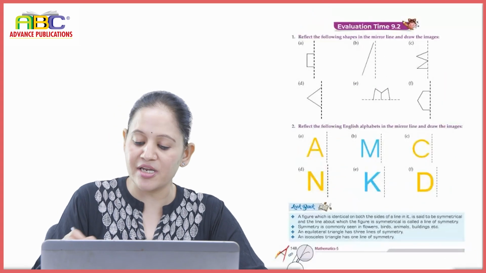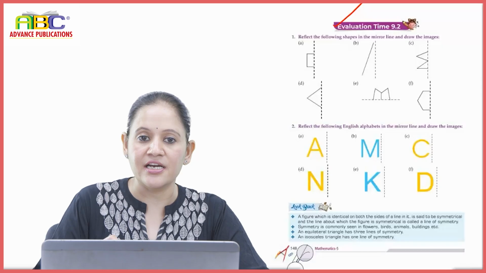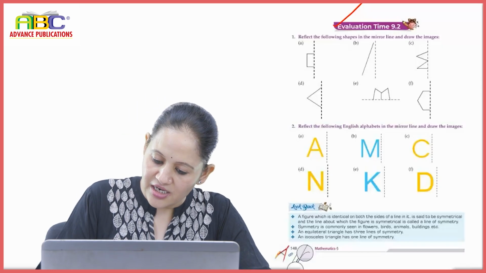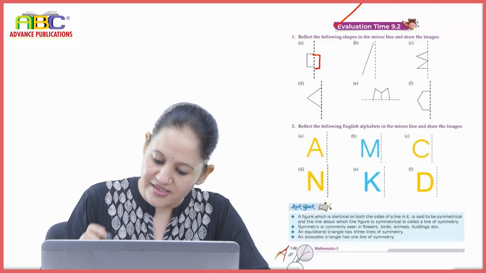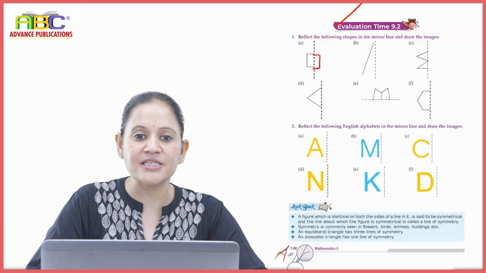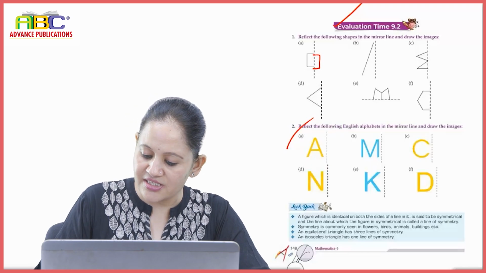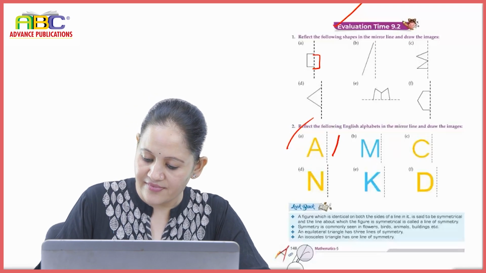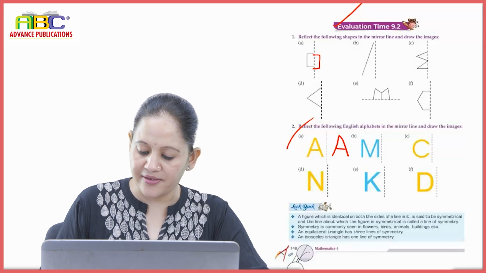Next is Evaluation Time 9.2. Reflect the following shape in the mirror line and draw the image. So we have to draw the other half. It will look exactly the same as this. Clear? Next, reflect the following English alphabet in the mirror line and draw the image. So if we look at this, it will look the same. Clear?